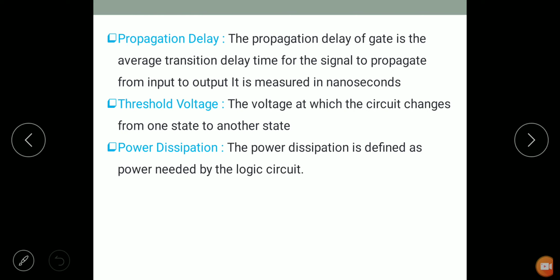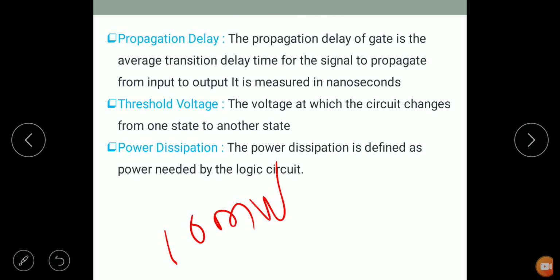Then what is meant by power dissipation? The power needed by the logic circuit is the power dissipation. The average power dissipation for the standard TTL 74 series is approximately 10 milliwatts, and it depends on parameters such as tolerance and signal level. This is the power dissipation for the logic families.